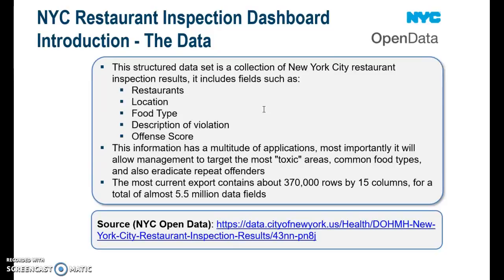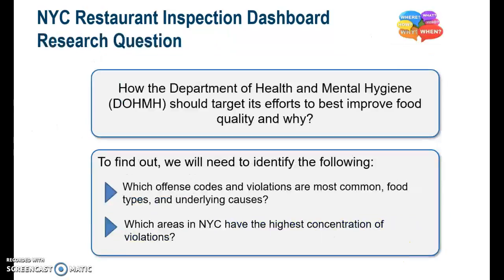The type of information that is measured is actually pretty extensive and results in about 370,000 rows divided by 15 columns. That leads to about 5.5 million fields of structured data. This report, again, is uploaded into the City of New York Open Data Database, and it can be downloaded by clicking on the following link.